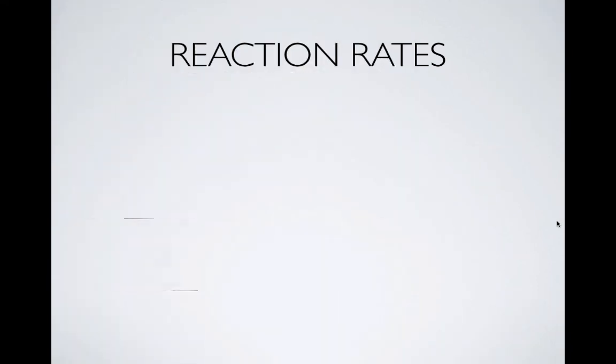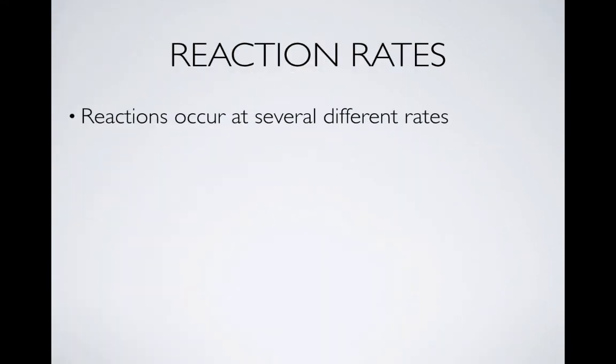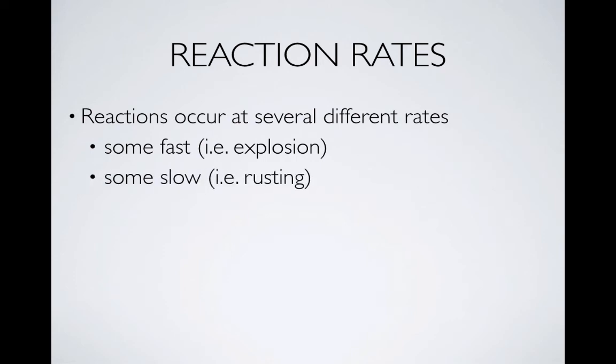So first thing I want to talk about today is reaction rates. Now reactions occur at several different rates. Some go very quickly, for an example an explosion, and some reactions go very slowly, something like rusting. As it turns out, something exploding and something rusting are the same type of reaction. They just happen to be the same type of reaction that occurs at a very different pace. So just be aware that we have fast and slow reactions.